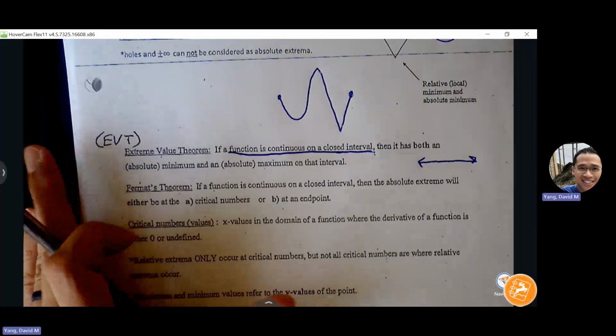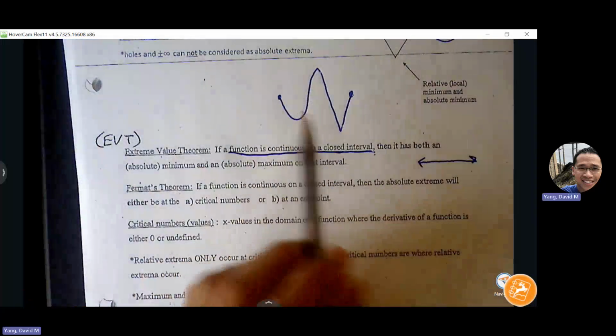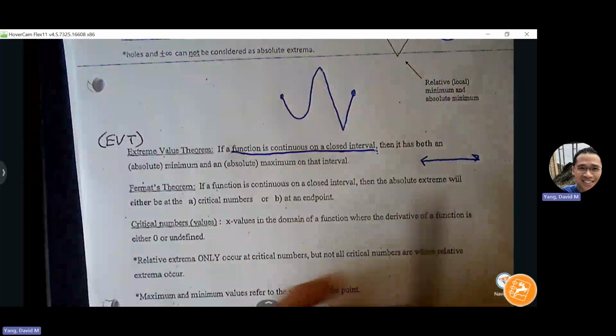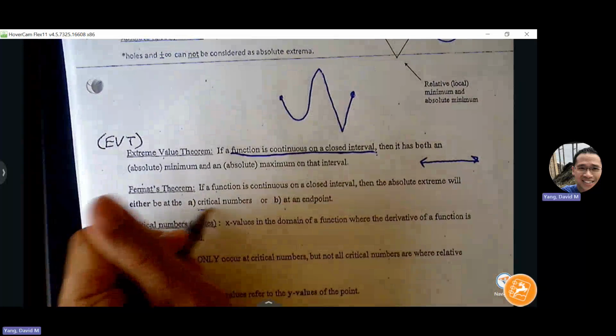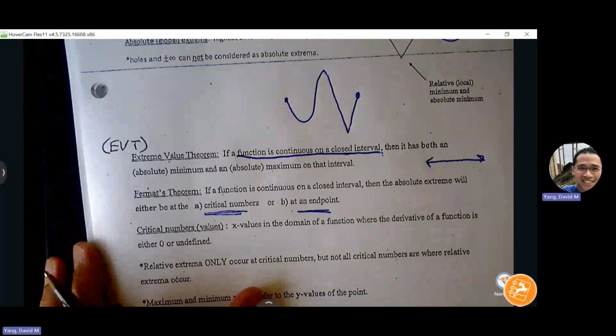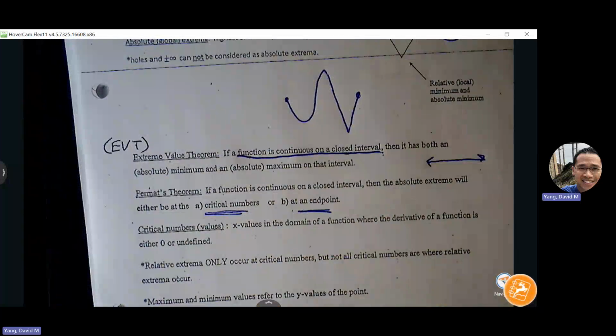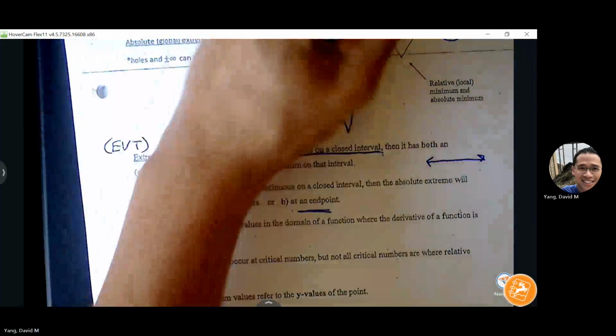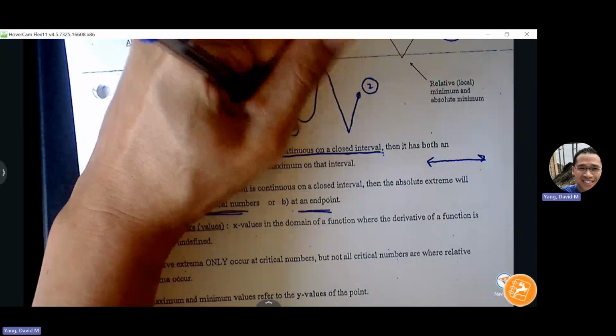So what if we were unable to see the graph? Then we can identify the candidates for absolute max and absolute min from critical numbers and at endpoints. Those are the only potential places where the highest and lowest points could occur. So we have an endpoint here. We have critical points here.